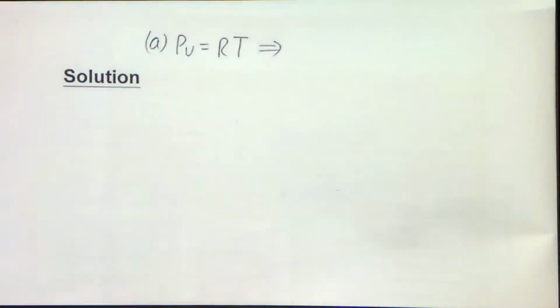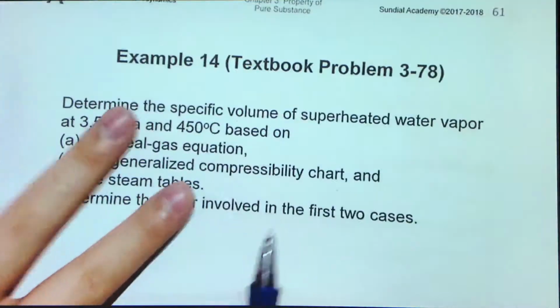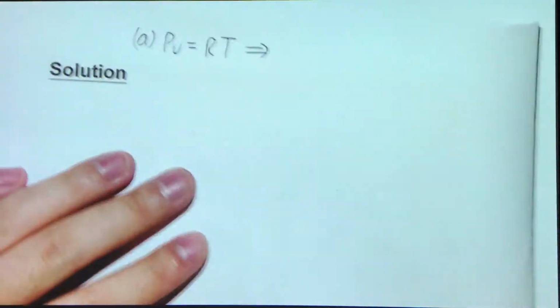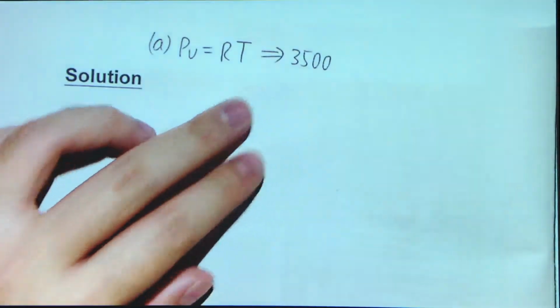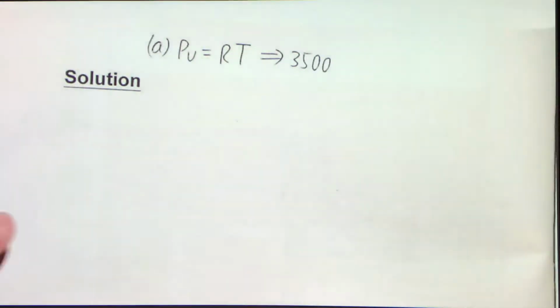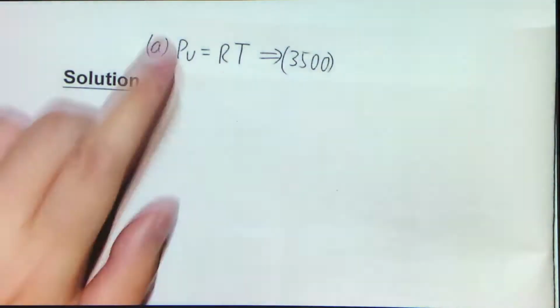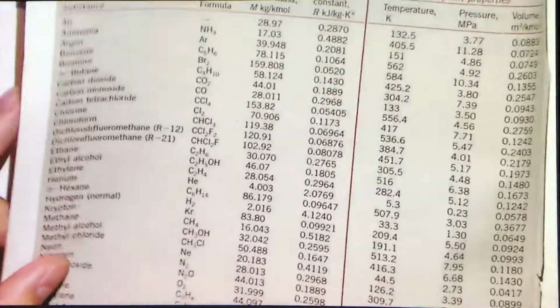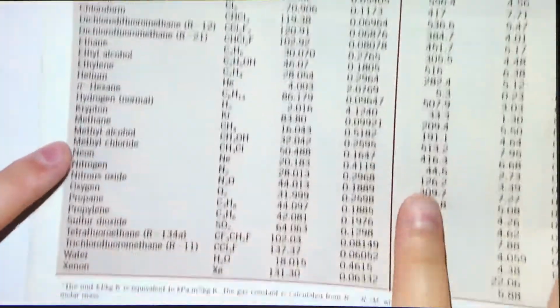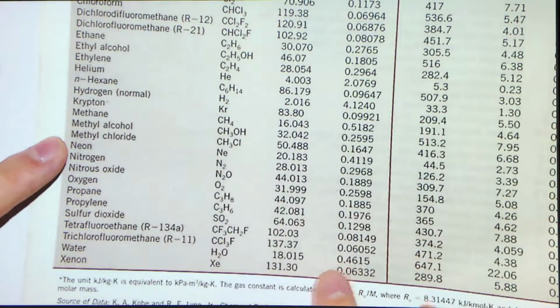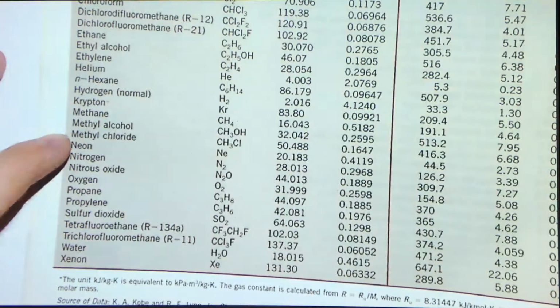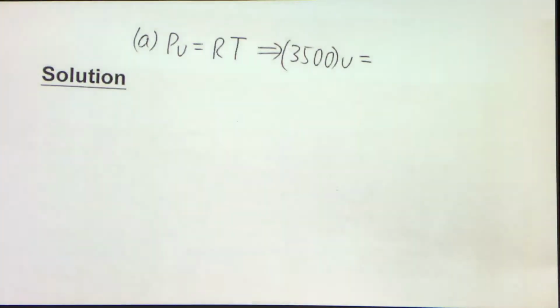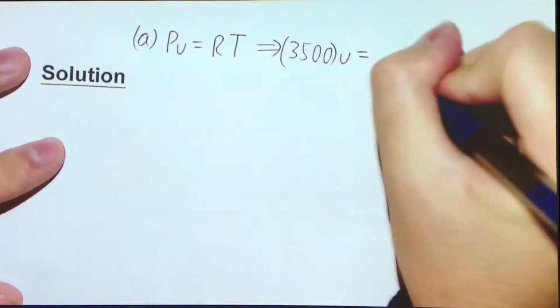Pretty easy indeed. So what's the P? The P is 3.5 megapascal, so we have 3500 here. Remember, we need to change it to kilopascal when we use this ideal gas equation. And v is what we need to find. How about R? We can get this from table A1. For water, we have R to be 0.4615. Because we only have one value, we just take this value, 0.4615.